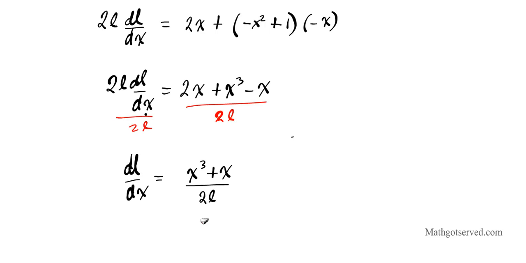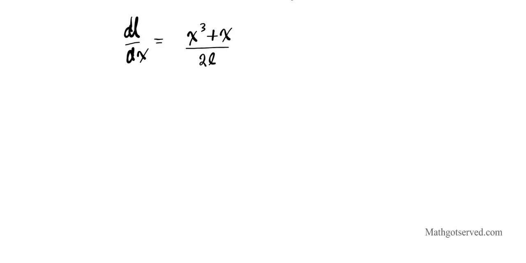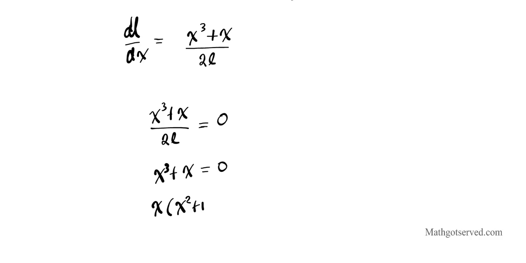So now we want to find a critical point so we can do a test. To do that, we set the derivative to 0. This is the derivative right here, and we set it to 0. So we have x to the third plus x over 2L equals 0. Remember, when you're finding the extrema, we're looking for changes in the first derivative. Multiply both sides by 2L. You have x to the third plus x equals 0. Then you can factor out x, and we're left with x squared plus 1 equals 0.